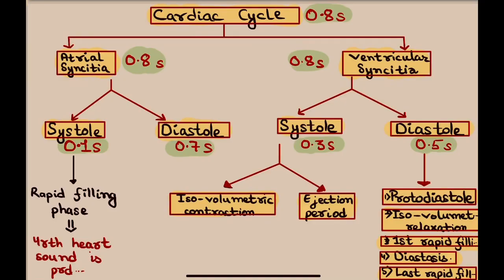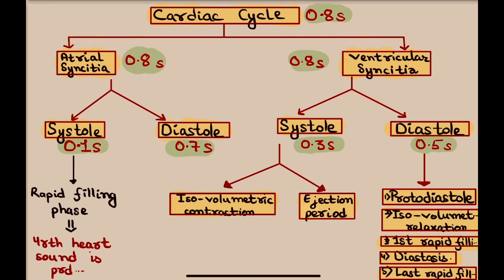Hello everyone. Today we are going to study the cardiac cycle. The cardiac cycle is 0.8 second. The first one we have is atrial syncytium. We have two syncytia in the heart which contract and relax simultaneously. The first one is the atrial syncytium and the second one is the ventricular syncytium.